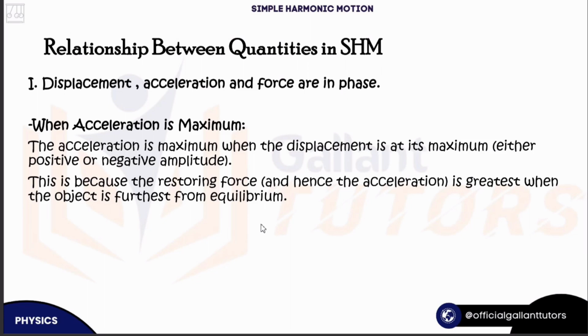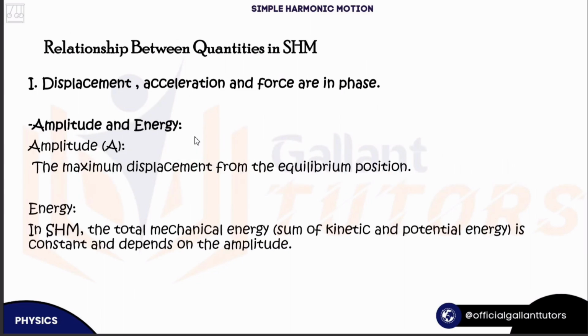This is because the restoring force is greatest when the object is furthest from the equilibrium. I explained this when I said that the higher you go, the more impact you feel when you fall down. Alright, so amplitude and energy. Amplitude is the maximum displacement from the equilibrium position, while energy in simple harmonic motion is the total mechanical energy.